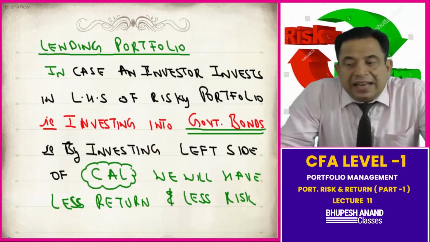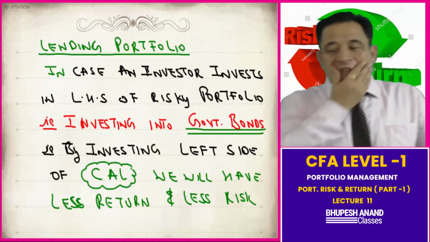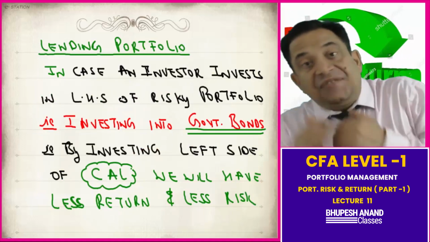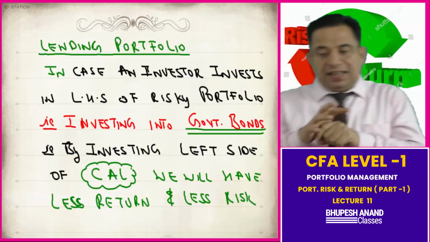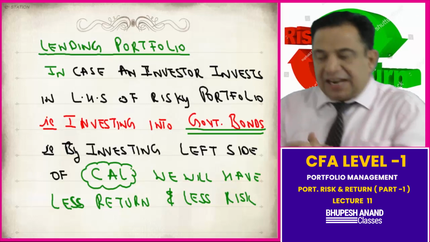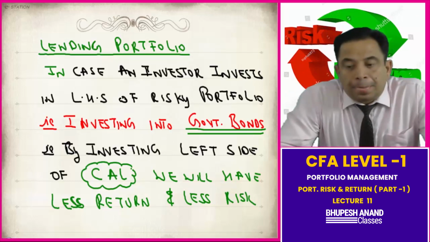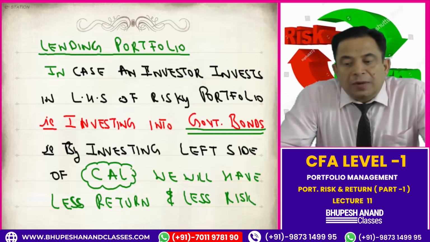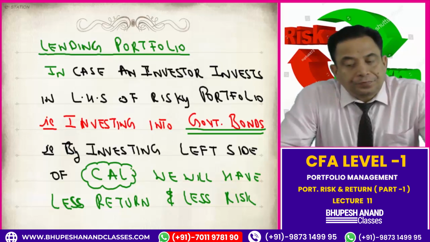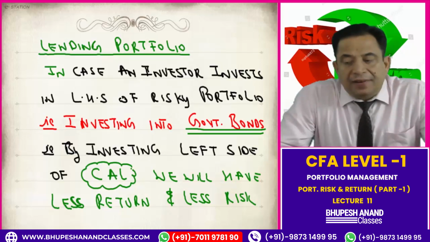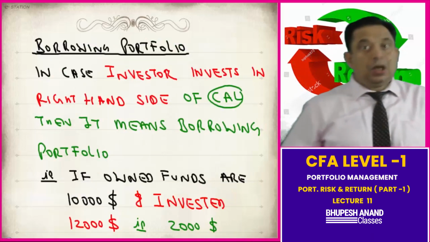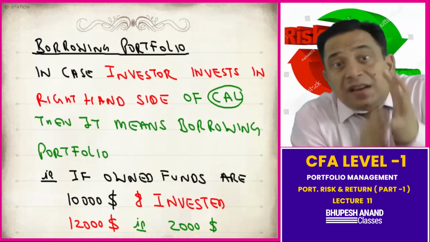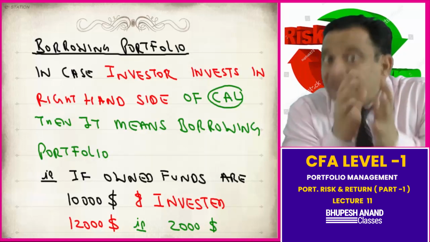Lending portfolio. In case an investor invests in the left-hand side of the risky portfolio, that is investing into government bonds. By investing on the left-hand side of the CAL, we will have less return and less risk, because we are investing in risk-free. So we will have less return and less risk.